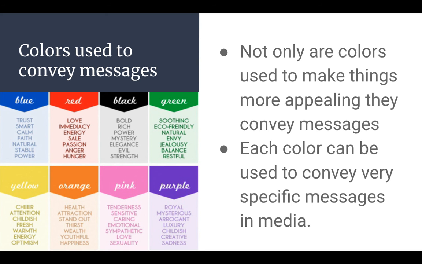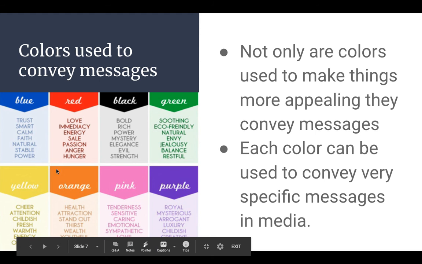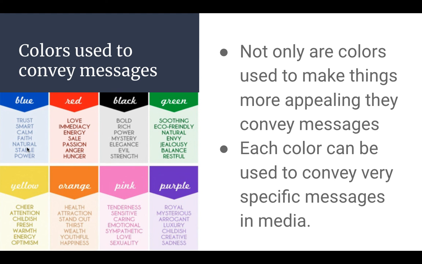And moving along, after we talked about color schemes, we talked about how colors are used to convey messages. So yes, colors are used to make clothes, shoes, video games more appealing, but they relay specific messages in media. So as we looked at yesterday, certain covers of video games will use, for example, the color blue to say that this game is targeted for an audience who is smart, who is calm, who is more stable.